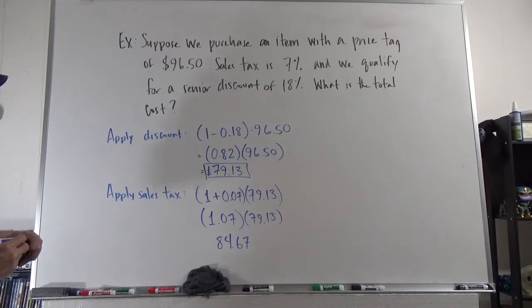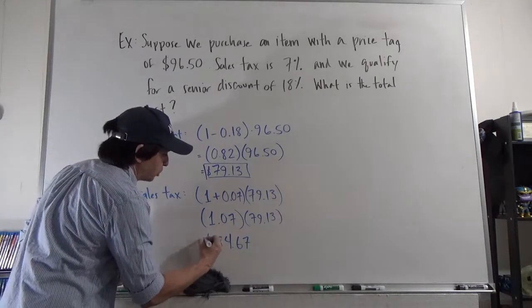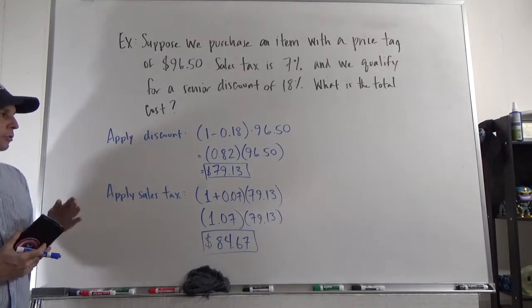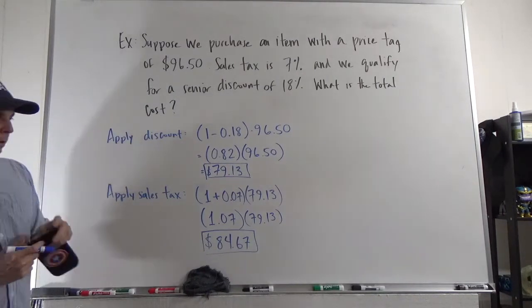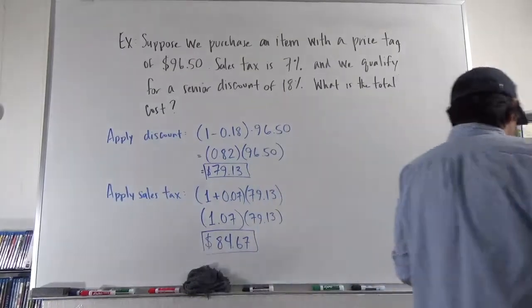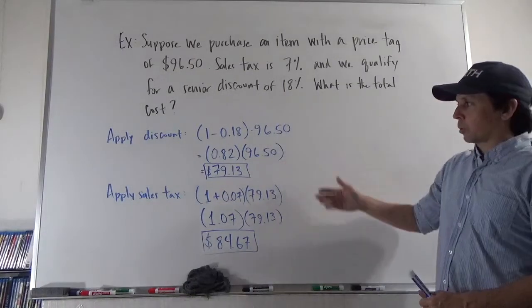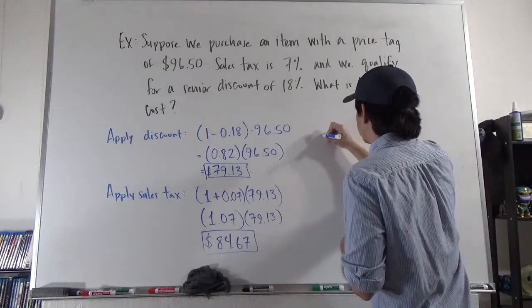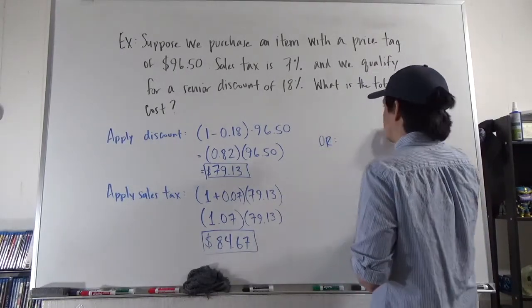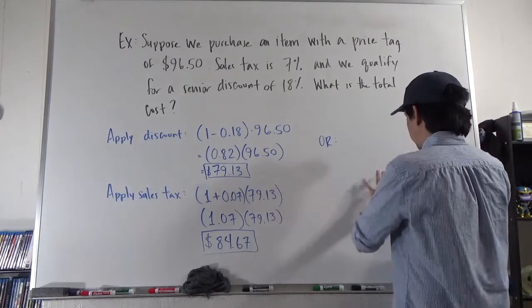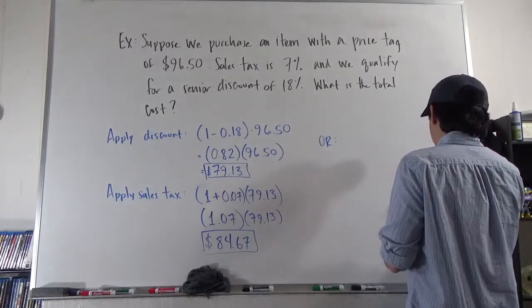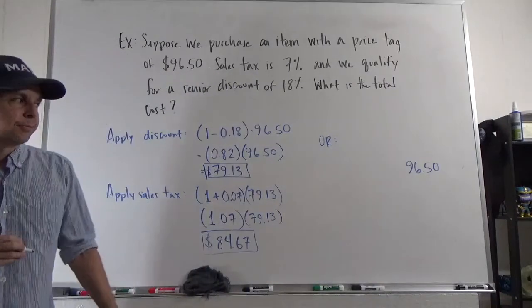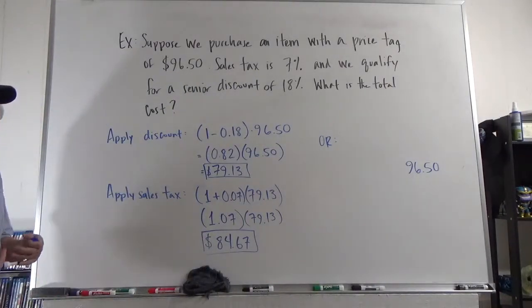Okay, now that's it. Well, that's it in the order we applied it: discount and then sales tax. Now, I want to go through the same computation again and talk about what we did, not going through all the steps. I'll just put or. But I need a lot of space. 96.50 is the original amount. And what we did first was we applied the discount.